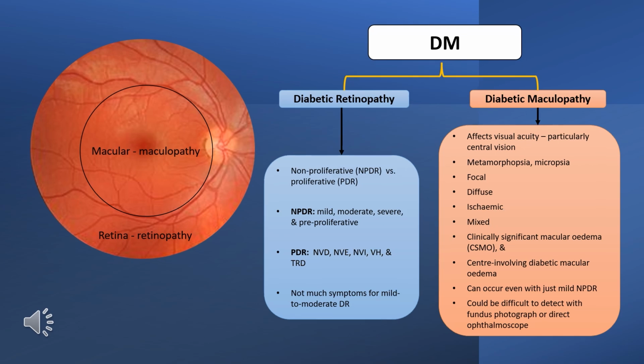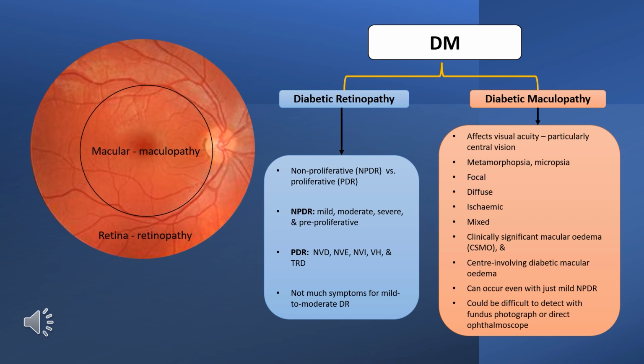As you can see, the fovea is right at the center of the macula. So when the macula is affected, because it is responsible for the central part of the vision, maculopathy could lead to blurred central vision, metamorphopsia, meaning that the straight line becomes curly, and micropsia, meaning that the objects look smaller. Now, these are symptoms of macular edema. The edema could be focal or diffuse. There could also be ischemia.